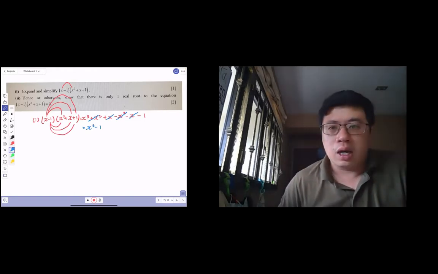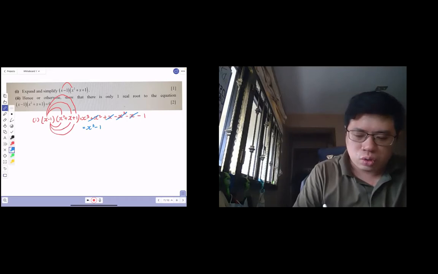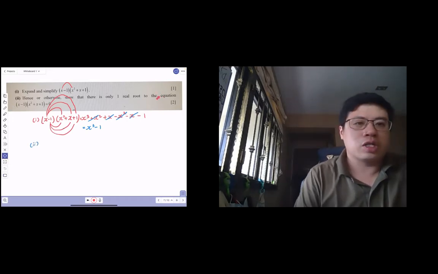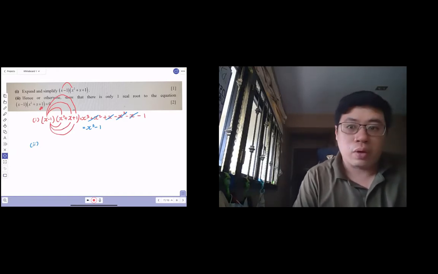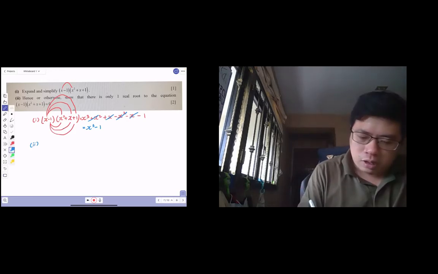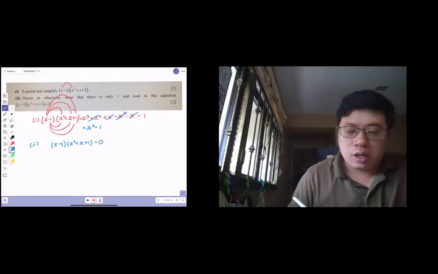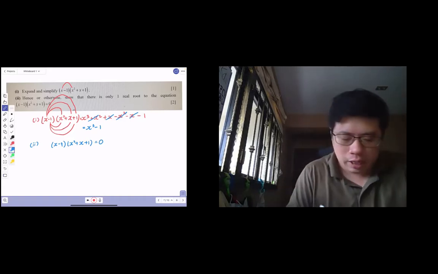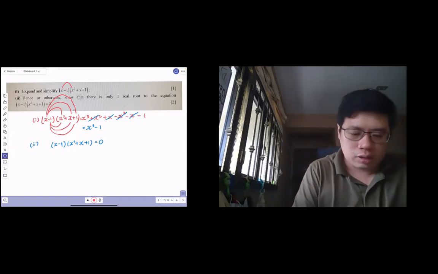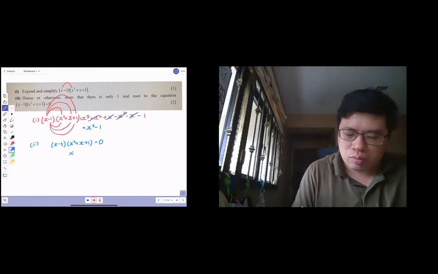Okay? Hence, or otherwise, show that there's only one root to the equation x minus 1, x squared plus x plus 1 equals to 0. So for this question, I mean, it's quite easy. Okay, so you can see that if I equate x minus 1, x squared plus x plus 1 equals to 0, by the virtue of part 1, you know that the entire expression here can be written as x cubed minus 1 equals to 0.